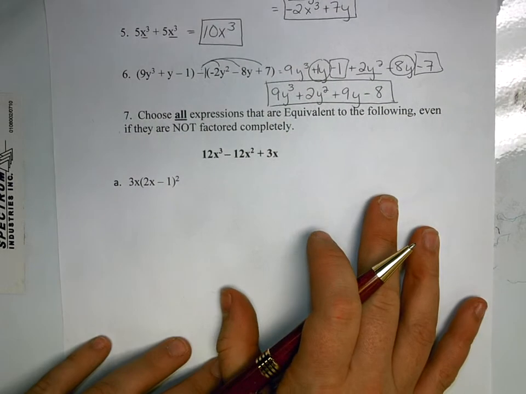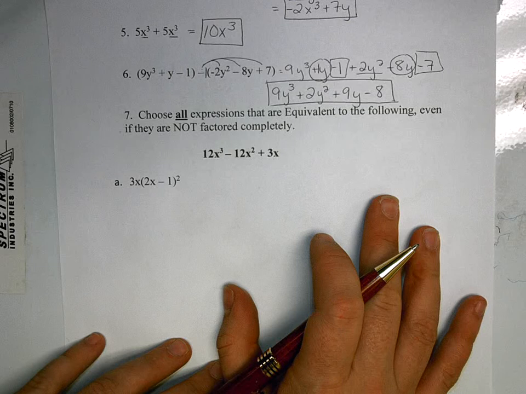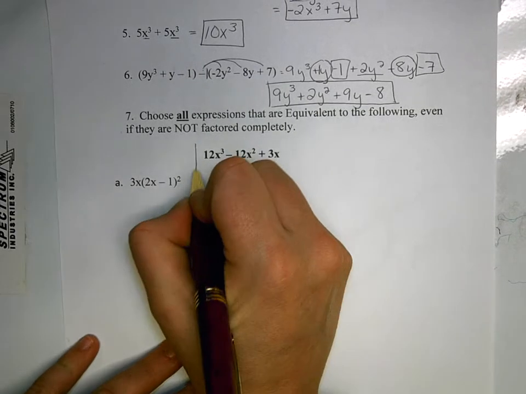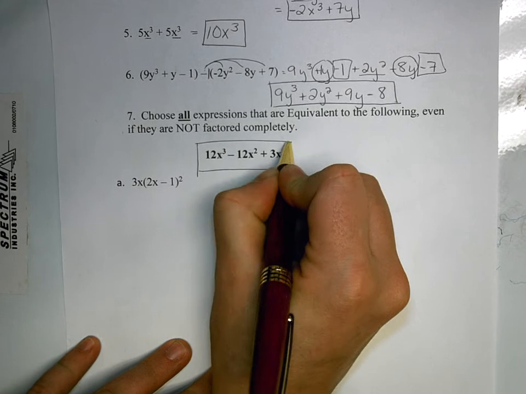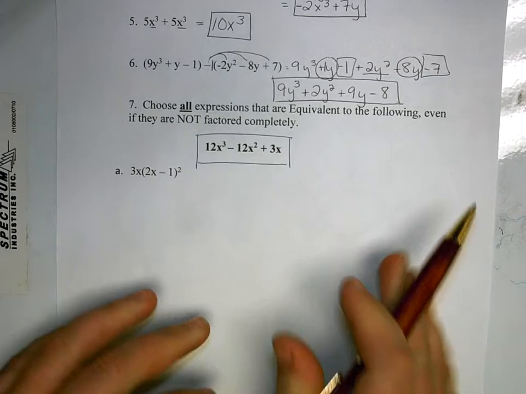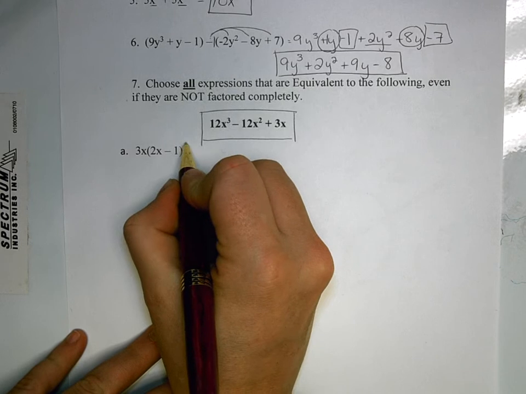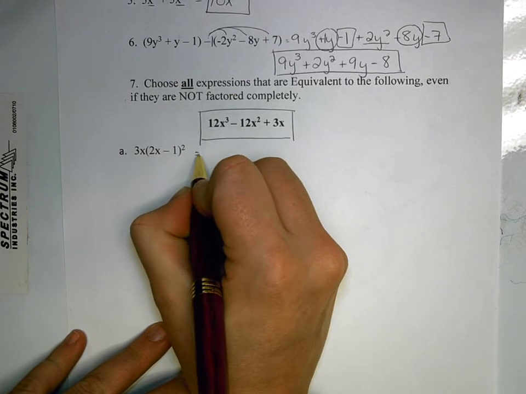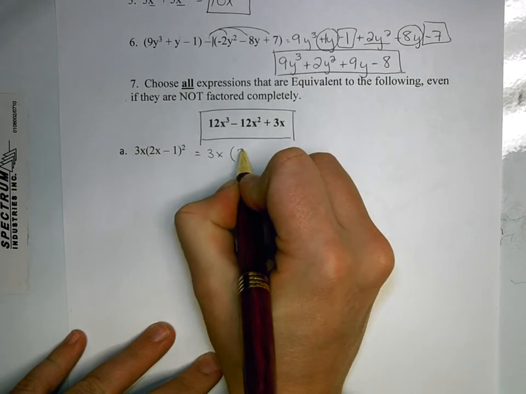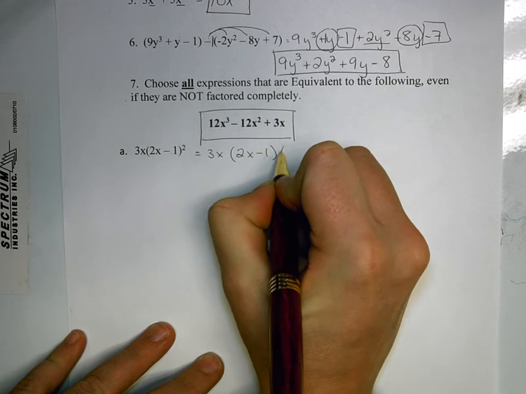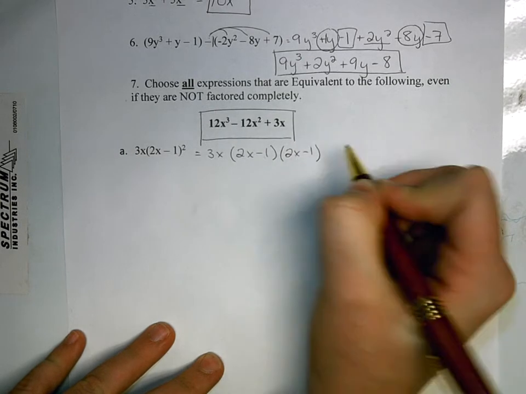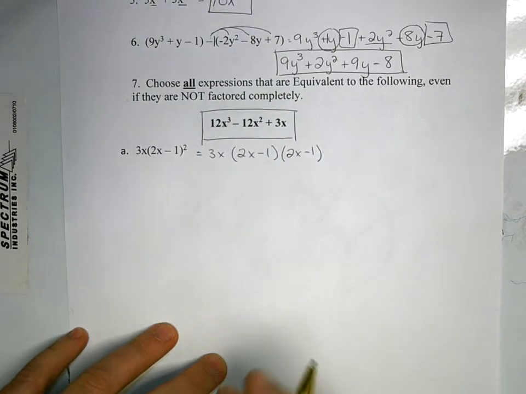Number 7, you're supposed to choose all expressions that are equivalent to the following, even if not factored completely. So here's my expression that I need everything equivalent to. For each of these that has an exponent, that means 2 factors of that term. So I'm going to rewrite this as 3x times 2 factors of 2x minus 1. So 2x minus 1 times 2x minus 1.